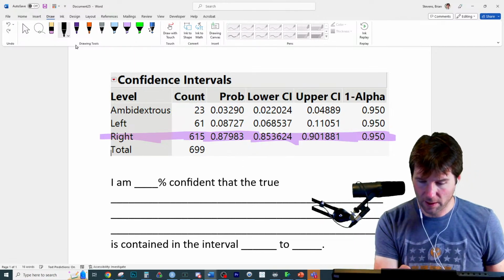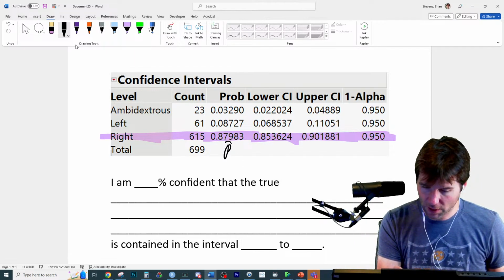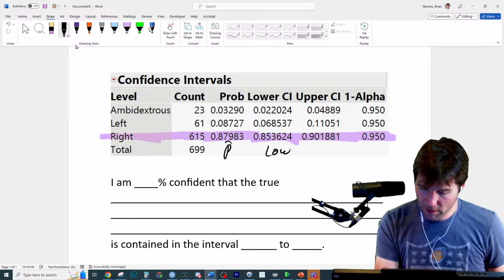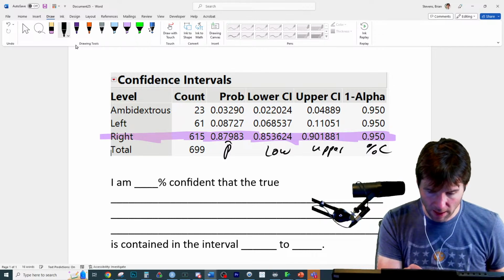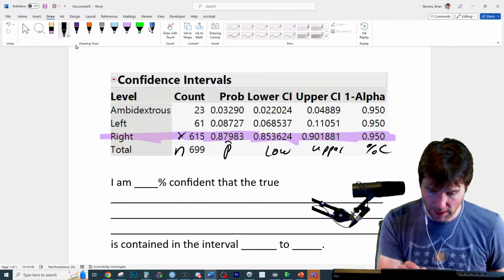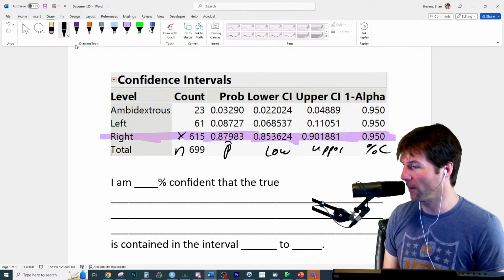So, this is P hat. This is the lower. This is the upper. This is the percent confidence. And that's actually X, and that's N. So to mark our stuff right there.